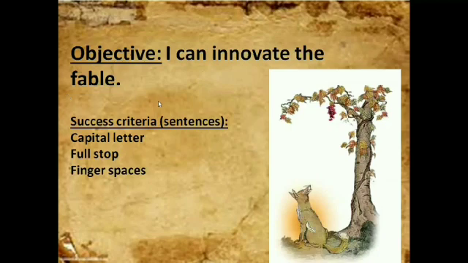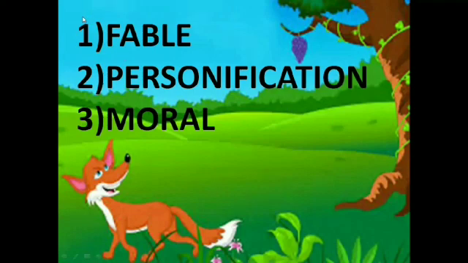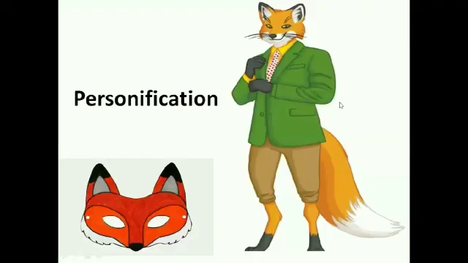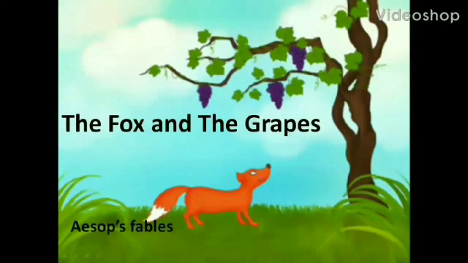Let's review a little bit. What is a fable? Do you remember? It's a short story that uses animal characters to teach you a lesson, a moral. The lesson is the moral, right? Good. What about personification? It's just like Mr. Fox. When you treat animals or objects like human beings. Excellent. What was the title of our fable? The Fox and the Grapes. Good.